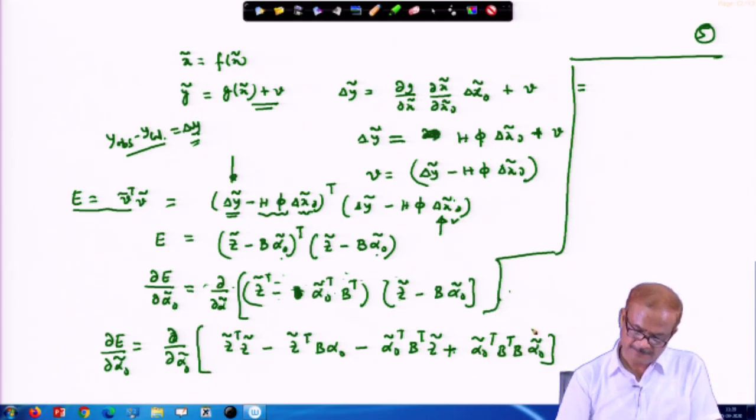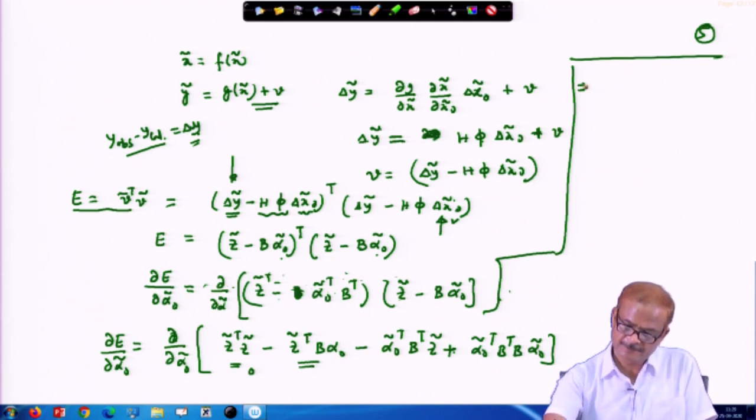So, here this will get reduced to, once you differentiate, this quantity will be equal to 0, here alpha 0 is there. So, we get here the first quantity as dou E by dou alpha 0 tilde equal to minus z tilde transpose times b.